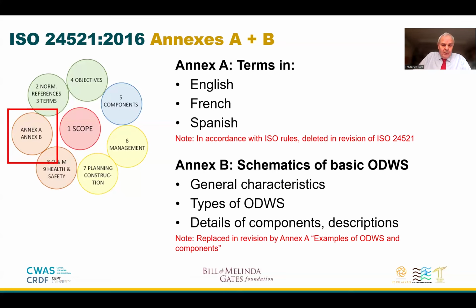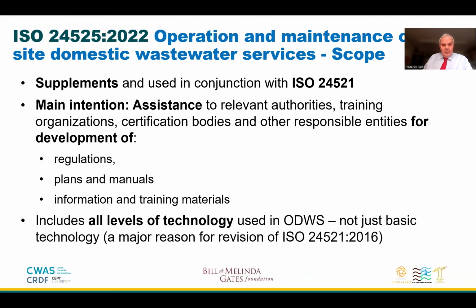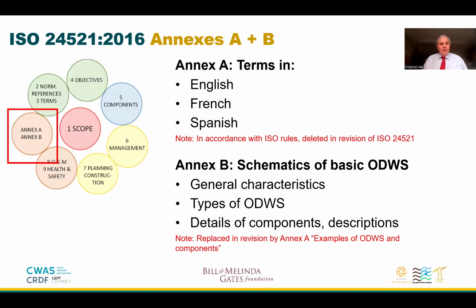In Annex B, we have schematics of basic on-site domestic wastewater systems: characteristics, types, and especially details of components, descriptions, pictures, and so forth. In the revision, this will be replaced by an Annex A with examples of on-site domestic wastewater systems and components, dealing with all the systems from the most basic to the most advanced used on-site. That completes the presentation on ISO 24521 from the present version, 2016.